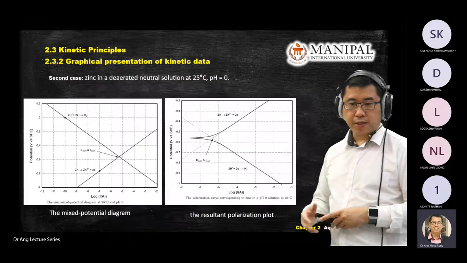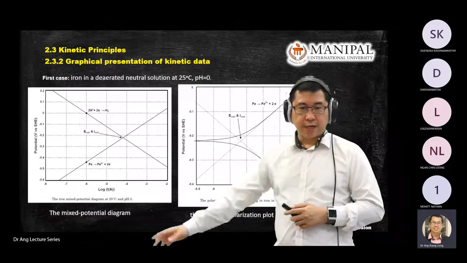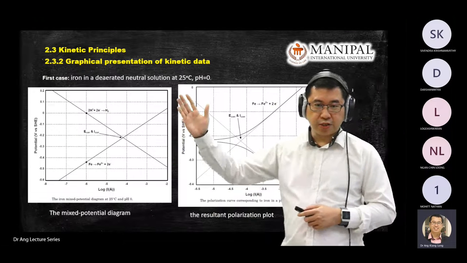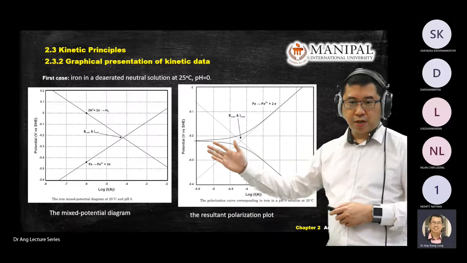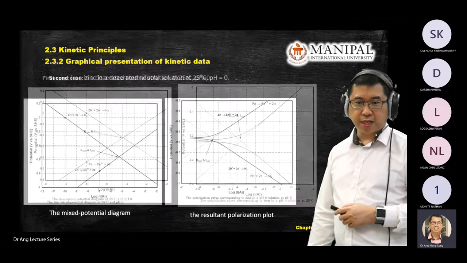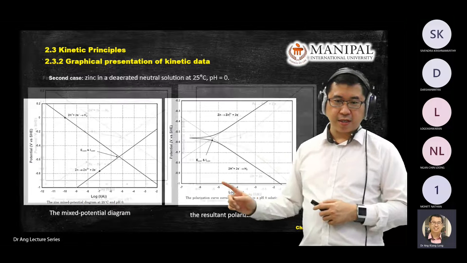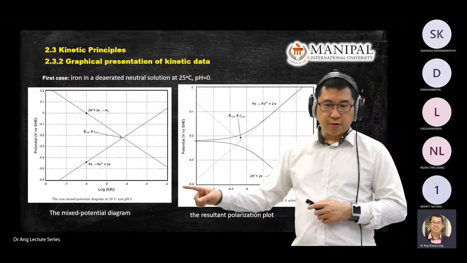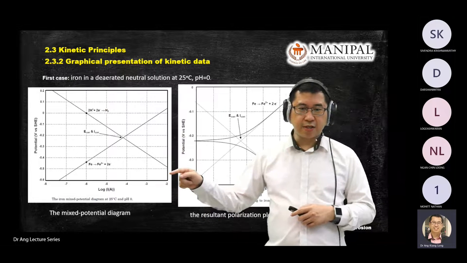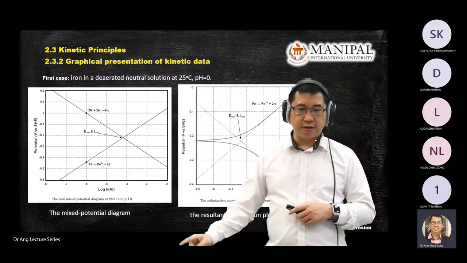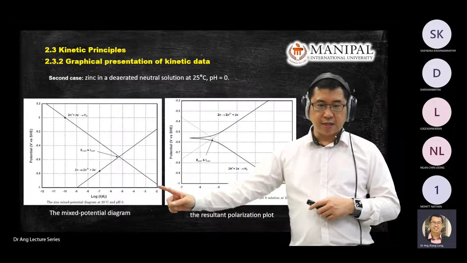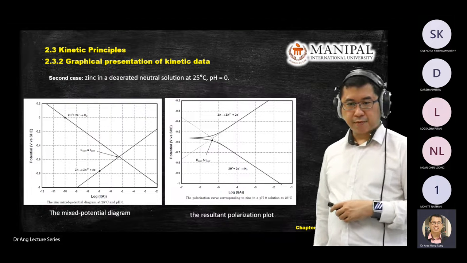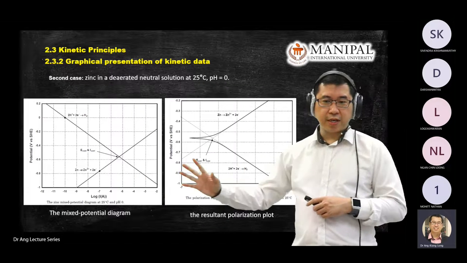Okay, this is a further example. This one is iron. This is iron. Try to see what is the change if I change the material. These two are iron. I will flip to zinc. This is zinc. This is iron. Okay, this is zinc. Can you see the difference? Let's focus on this graph first. This is iron. This is zinc. Can you see the change of the line?